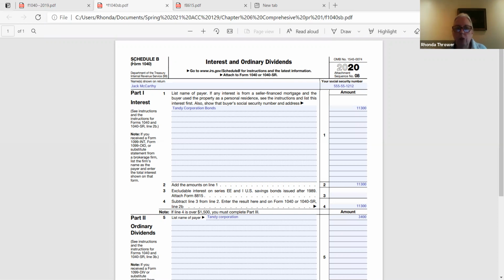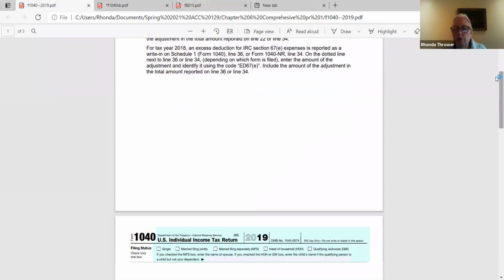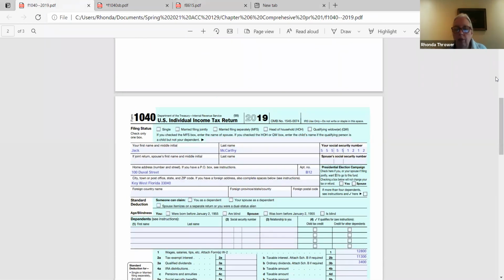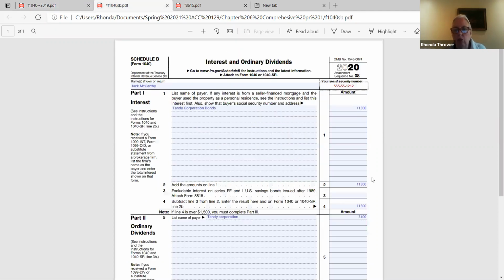And so what I'm going to do is show that to you when I pull up my 1040 for 2019, line 2B. So you see here, this is where they're getting the 11,300 from, that interest schedule. So let me get you back to the interest schedule. That amount, 11,300 here, goes on your 1040 on line 2B.